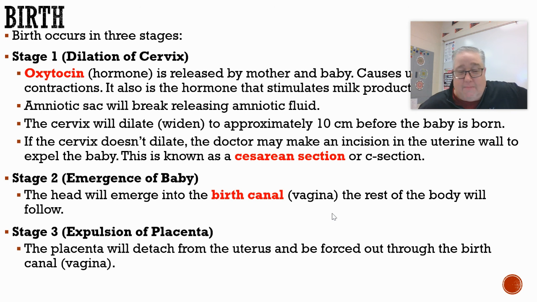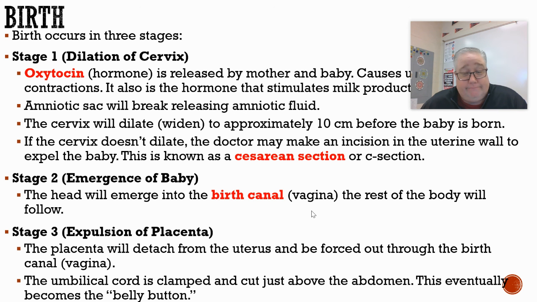But finally, there's one more thing that has to be expelled, and that is the placenta. The placenta, which again was the baby's life support system, is attached to the uterus. The uterus will actually force it out. This usually comes out a couple of minutes after the birth of the baby. It's still connected to the baby through the umbilical cord, but that will also be expelled shortly after the baby's actually born.